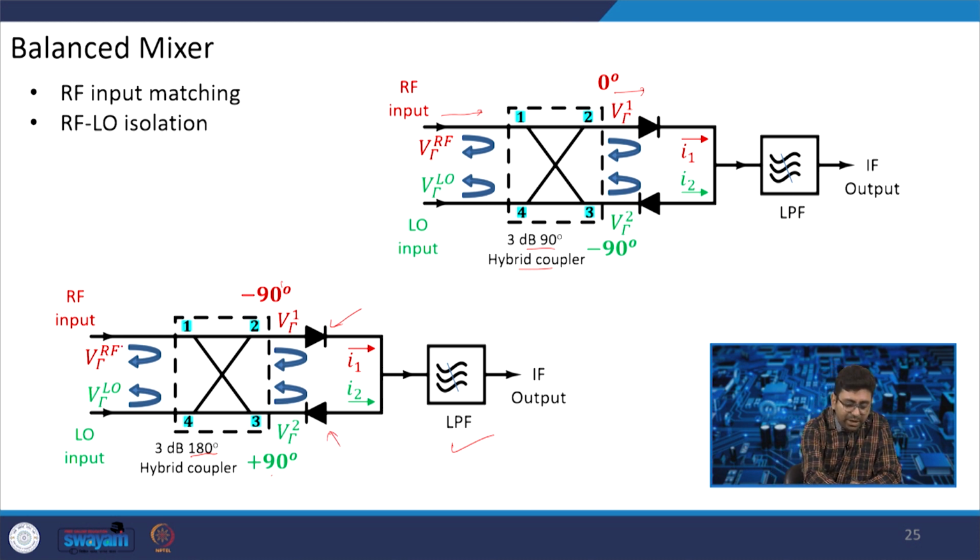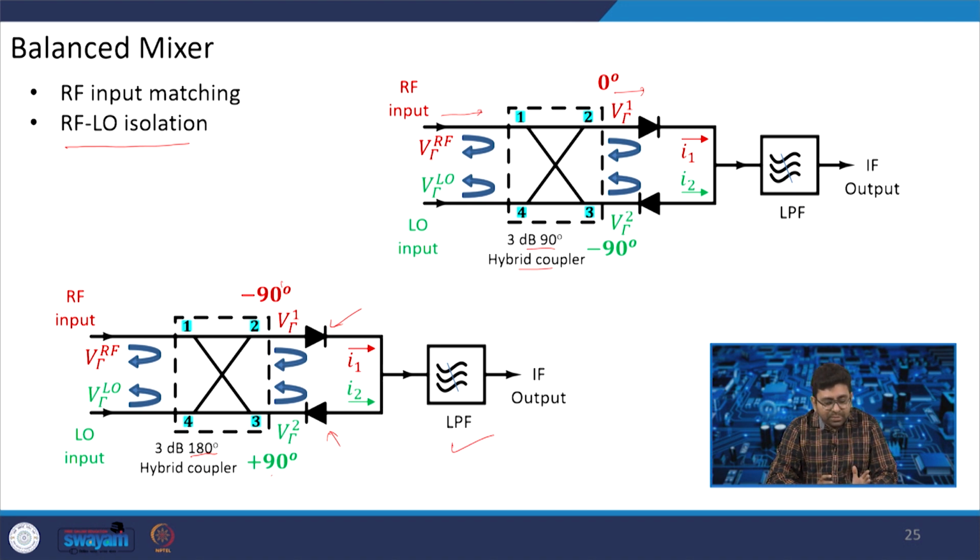If you give input at port 1, then there is isolation between port 1 and port 4. So, if you design a good coupler which is wideband and has good isolation between port 1 and port 4, then we will also get very good RF to LO isolation, which we have already discussed in the last class, why isolation is important in the mixer.